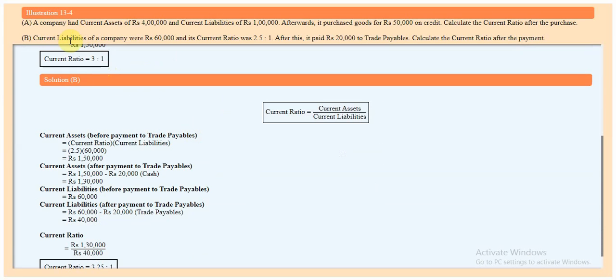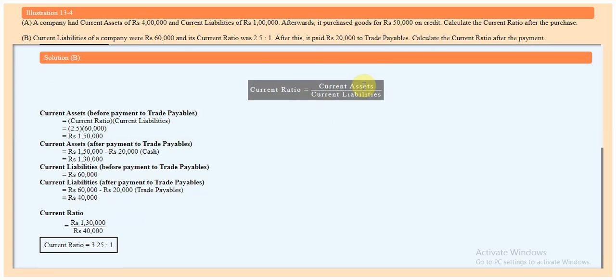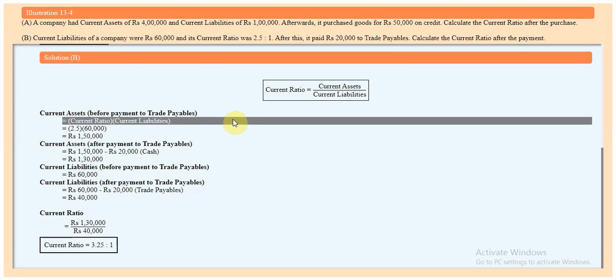So this says current liabilities of a company were 60,000 and its current ratio was 2.5:1. After this, it paid rupees 20,000 to trade payables. Calculate the current ratio after the payment. Here also the same thing. For finding out the current ratio, we need current assets and current liabilities. They have given current liabilities of the company, that is before the payment. So current assets before the payment have to be computed.